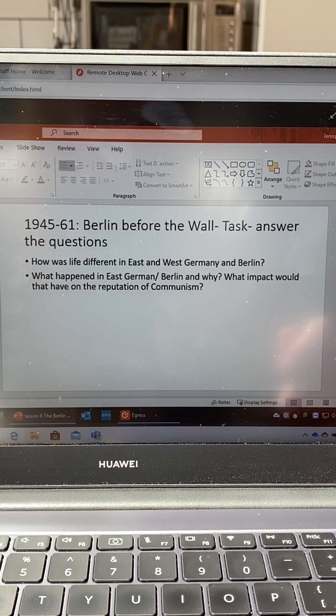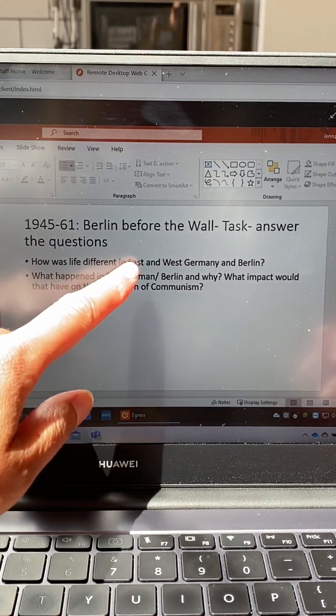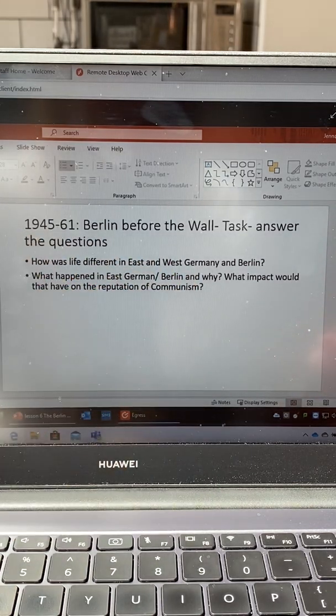And then our task is to answer these 2 little questions. So how was life different in East and West Germany, East and West Berlin? You should have seen that through looking at the pictures and reading the information. So just tell me how it was different. And then what happened in East Germany?